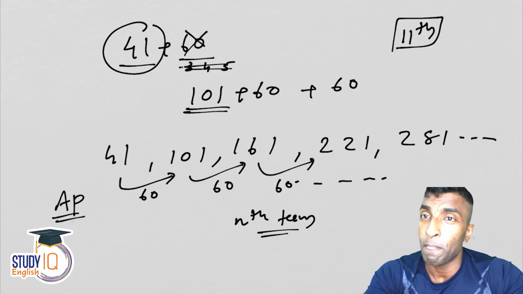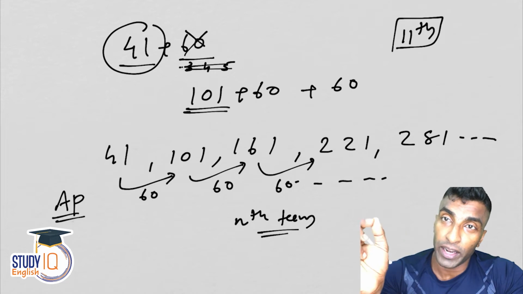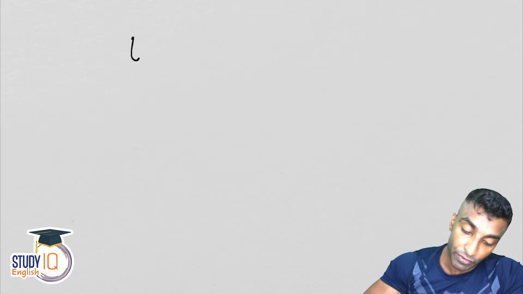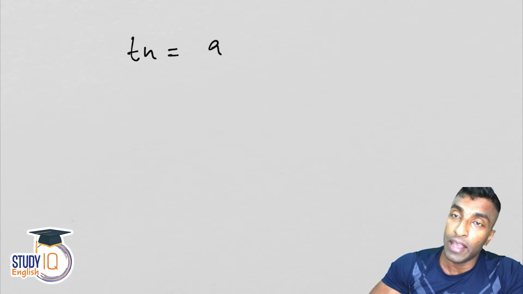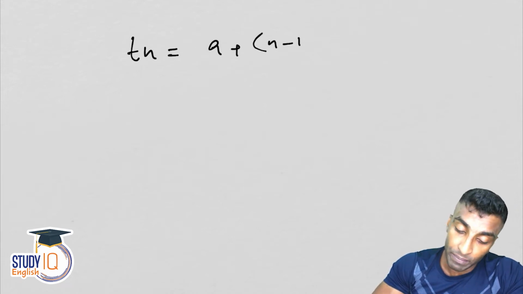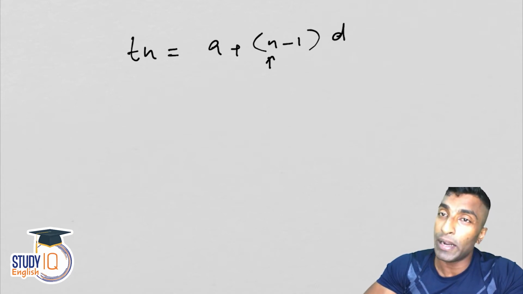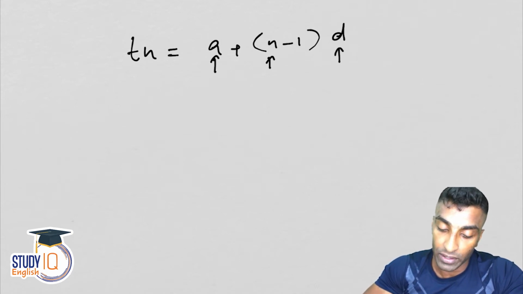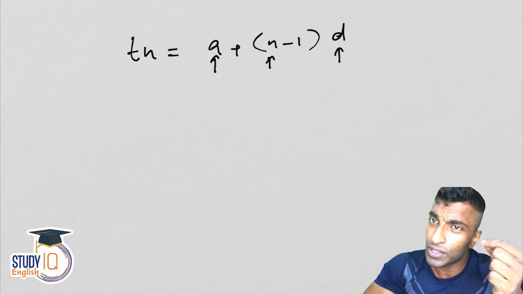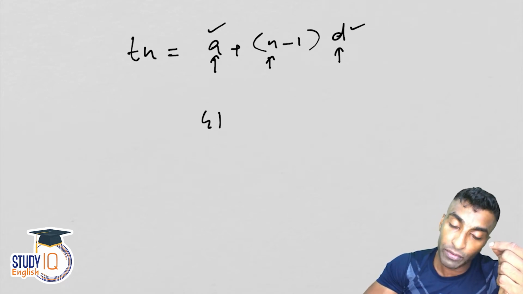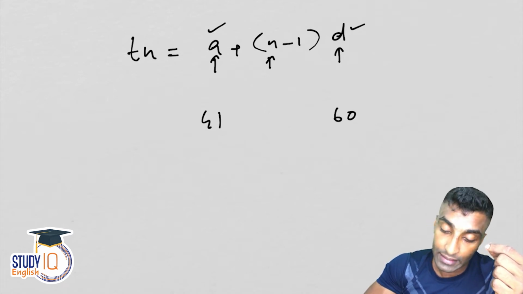A plus (n minus 1) into d is the expression for the nth term. That means if I need to find the nth term, A, that is the first term, plus (n minus 1) multiplied by d. D is your common difference. This is your first term. Do we know the first term? Yes, 41. Do we know the common difference? Yes, 60.